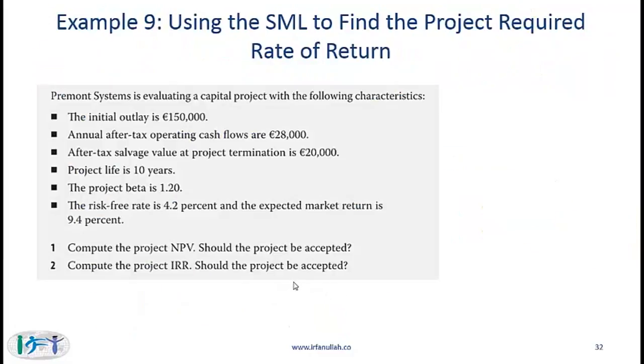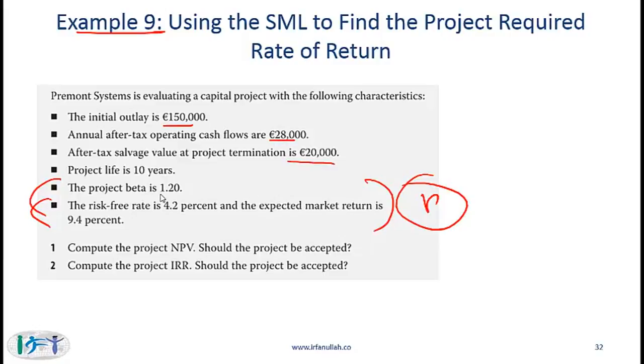Based on what we've just talked about, you should be able to do example 9, where you use CAPM to come up with the required rate of return. Then you have your various cash flows, so you compute the project's NPV. If the NPV is positive, you accept. And then you can compute the IRR also using a financial calculator. If the IRR is greater than this required rate of return that you calculate, then you accept the project.